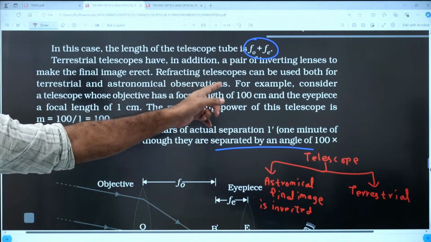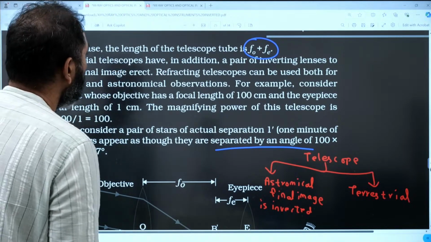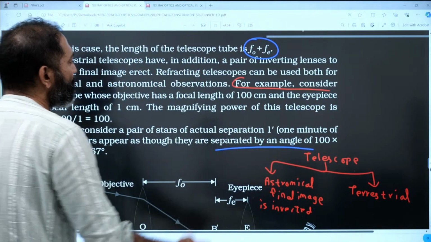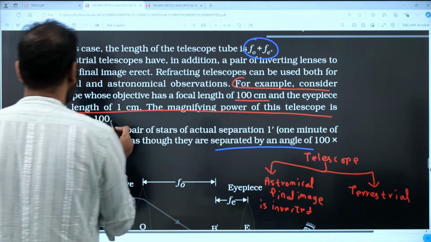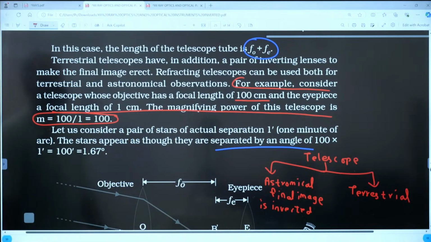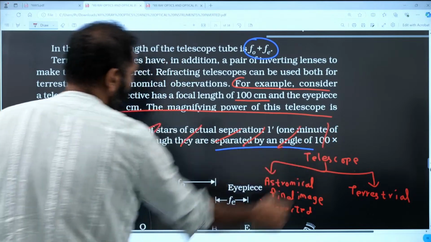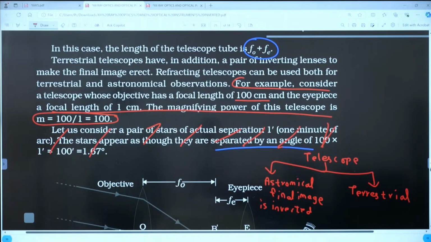What is the length of the telescope? FO plus FE. FO focal length of objective, FE focal length of eyepiece. Now, for example, consider a telescope whose objective has a focal length of 100 centimeter and eyepiece has a focal length of 1 centimeter. What will be the magnifying power? Focal length of objective divided by focal length of eyepiece, that is 100. Any doubt? So note that problem also, it's a textbook problem. Focal lengths are given, we have to find the magnification.